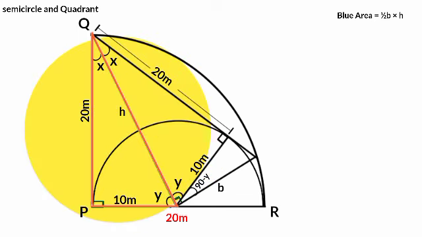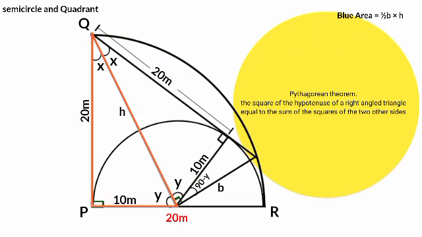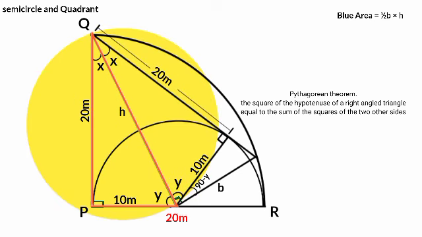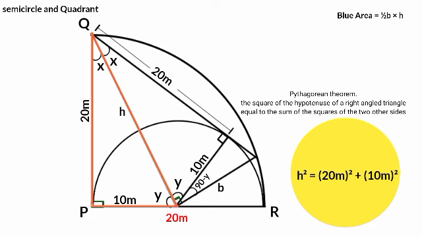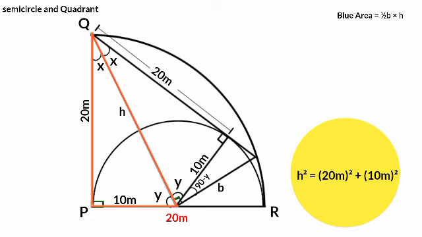From this triangle, since it is a right angle triangle, we can use the Pythagoras theorem, which states that the square of the length of the hypotenuse of a right angle triangle is equal to the sum of the squares of the length of the two other sides. The hypotenuse is the side facing the right angle, which is this side here. So using the Pythagoras theorem on this triangle, h squared equal to 20 meters all squared plus 10 meters all squared. 20 meters all squared is 400 meters squared, and 10 meters all squared is 100 meters squared. 400 meters squared plus 100 meters squared is 500 meters squared. So h squared equal to 500 meters squared.